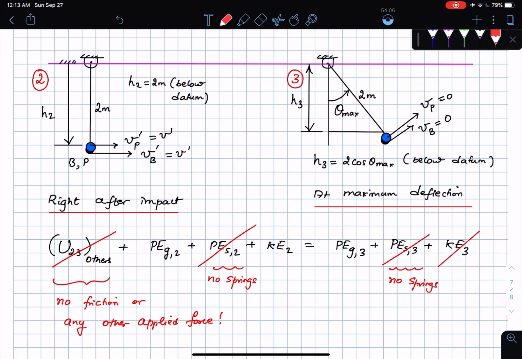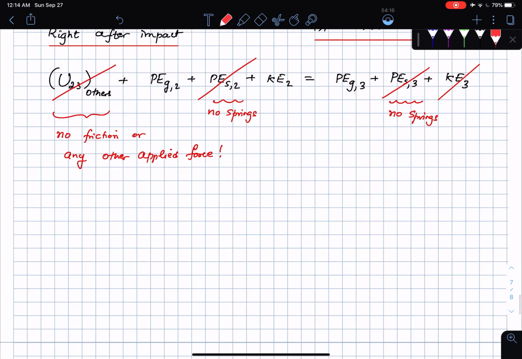Gravitational potential energy in both the cases is negative. In the second case it's minus 2 times mg, and the third case is minus 2 cosine theta max times mg. So I'm going to start writing it out: potential energy due to gravity at 2 for both the ball and the pendulum. That's something you want to be careful about. So I'm going to rewrite my statement now.